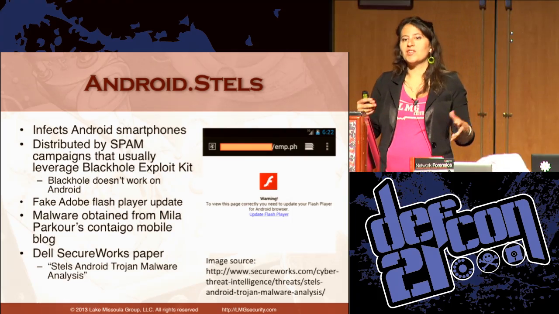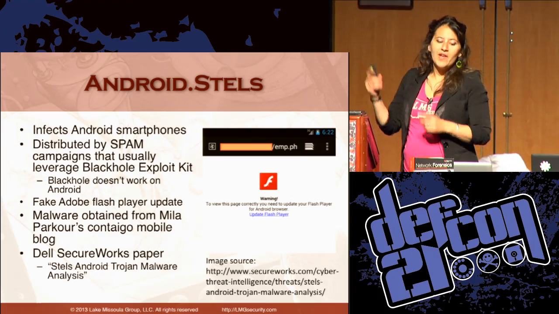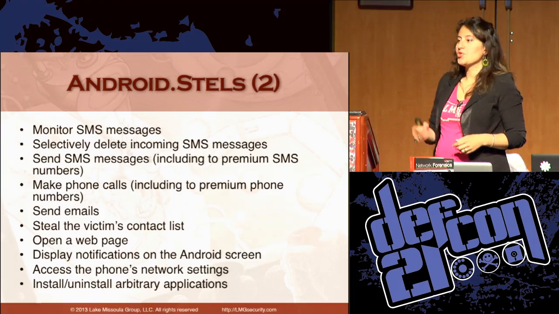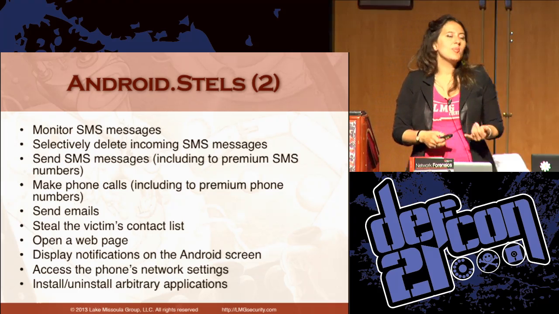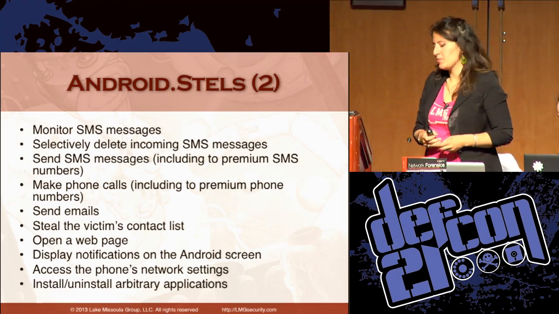You click on the link, it says, sorry, you need a new version of Adobe Flash Player in order to read this file, and then it shoots you to a page that looks like an Adobe page. And the user just sort of walks through the installation for the attacker. Stealth is capable of monitoring SMS messages and also filtering and intercepting SMS messages.